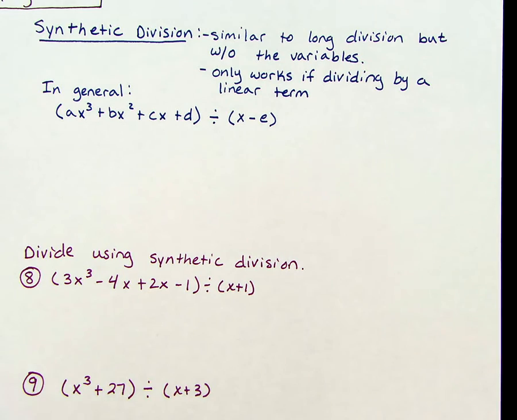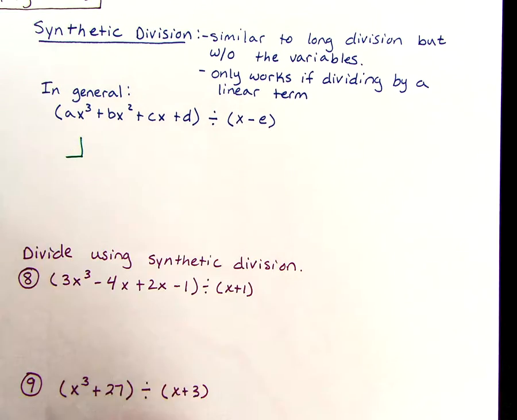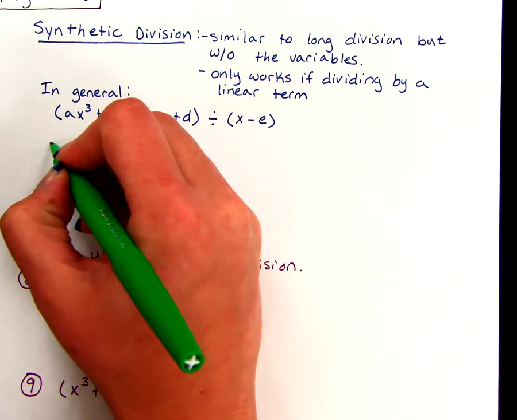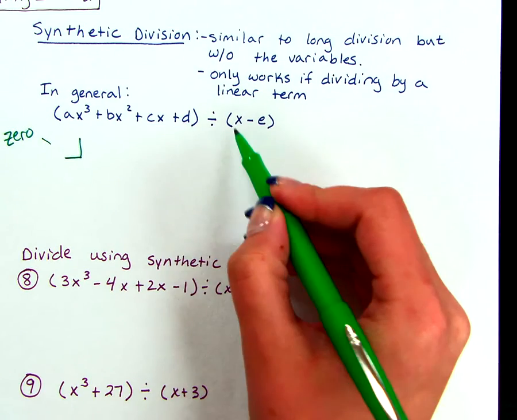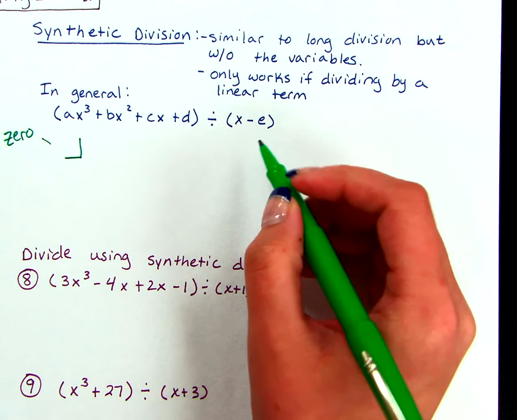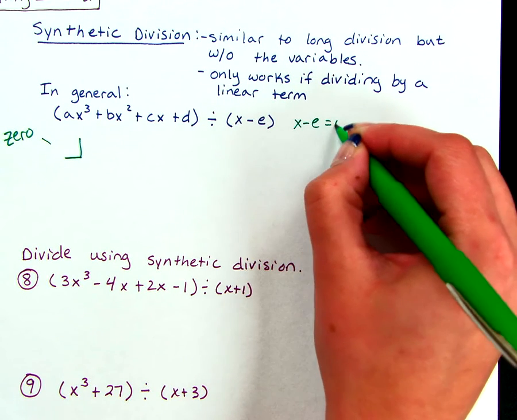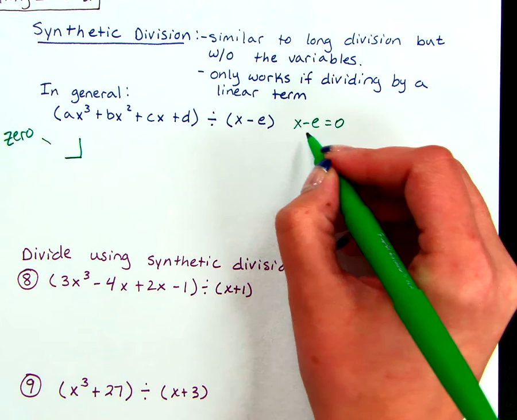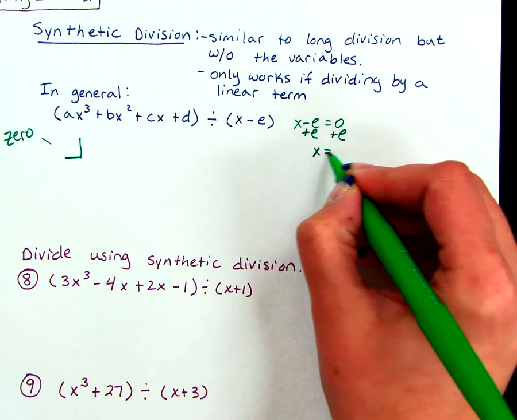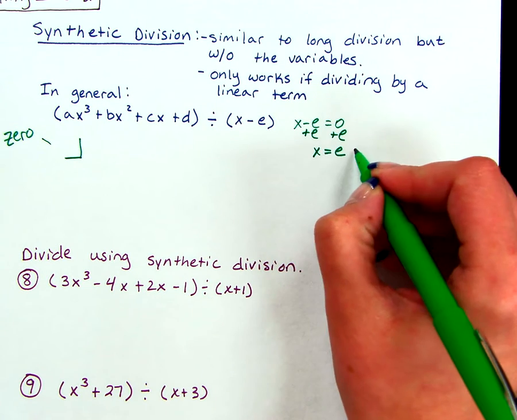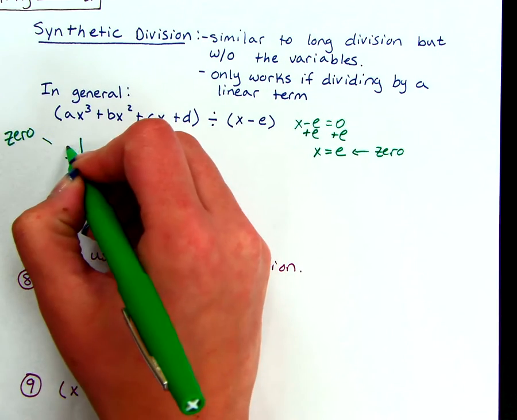we're going to start with a little half box up in the corner. And in this half box, we are going to write the 0 of what we're dividing by. Okay. So in this case, we're dividing by x minus e. So to find the 0, we take x minus e, we set it equal to 0, and we get x by itself. So that means that we would add e to each side. So x is positive e. So this is the 0. So that's going to go in here.